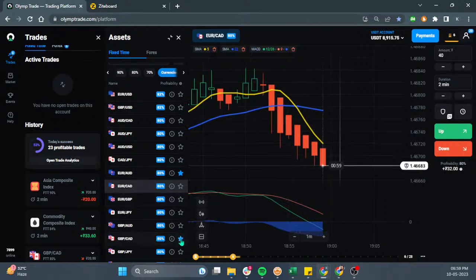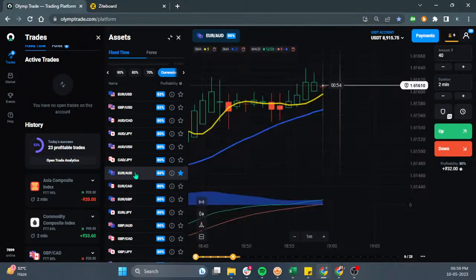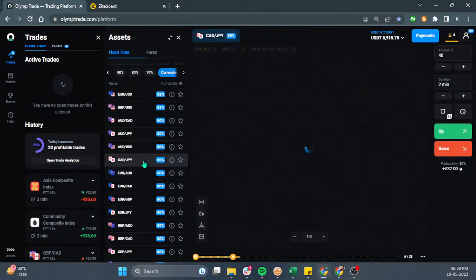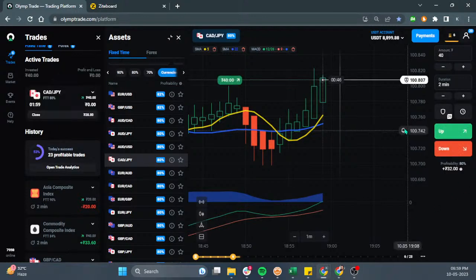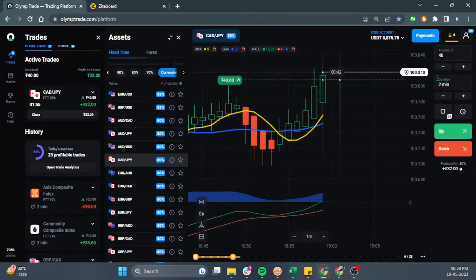Let me remove this star first of all because they are serving no purpose right now. The crossing has happened. It's showing an upward trend, so I've opened a trade right now. Let's see how this one goes. And I'm back to 20 again.